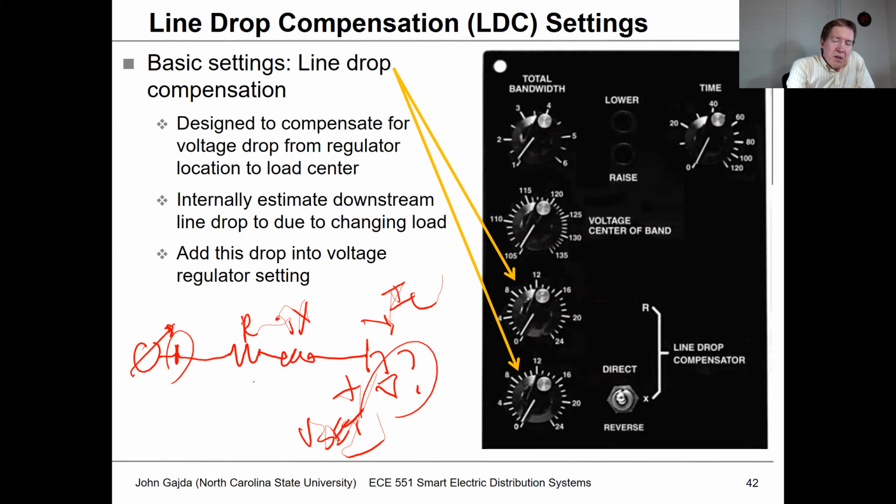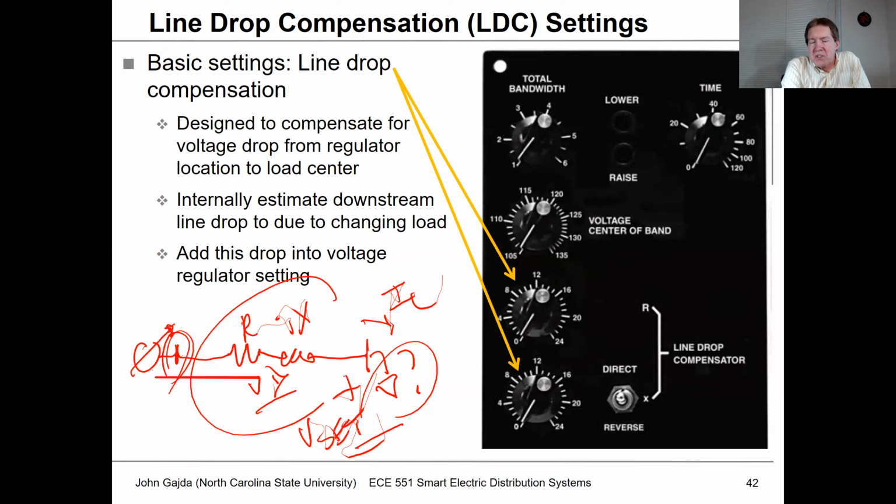What we need to do is set this up so that what I'm trying to control is V set plus this voltage drop, VD. In other words, I have to boost the voltage up a little bit more to take into account the line drop between that regulator and the load. The way we do that is through line drop compensation. We're giving the regulator some indication of what this line impedance is by setting these R and X line drop compensation values.